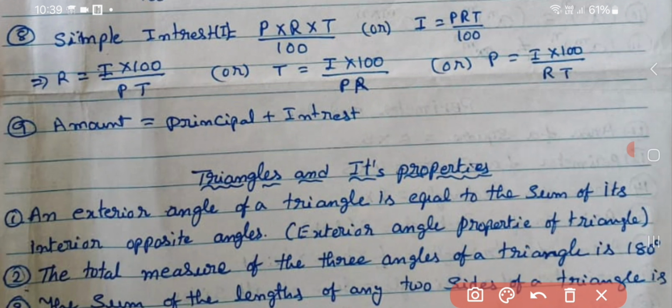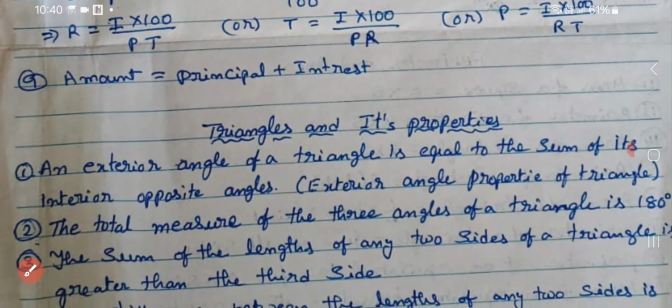Now the ninth property, amount. To find out the amount, we need to add principal and interest so that we get the whole amount. Now we can study the properties of triangles.